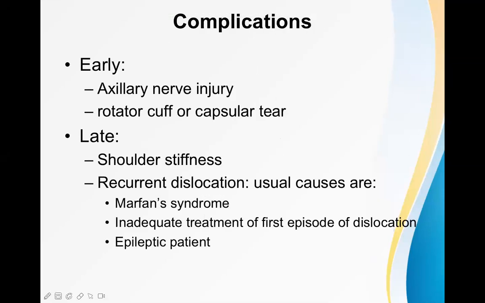Now, what are the complications of shoulder dislocation? What can happen to the patient as a complication? We have divided them into two parts, early and late complications. Let's discuss one after the other. See this? The early complications would be axillary nerve injury and rotator cuff or capsular tear. If that shoulder joint is forcefully driven outside the glenoid cavity, the rotator cuff and capsular tear would occur. The important one is axillary nerve injury.